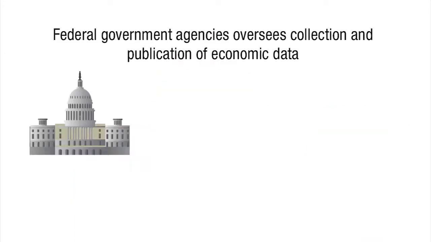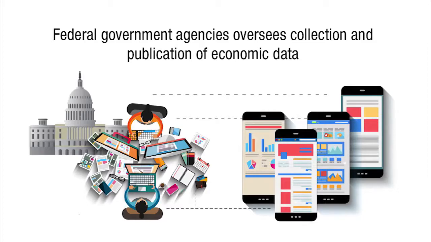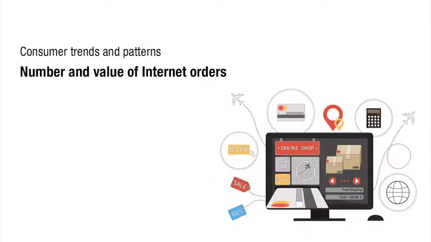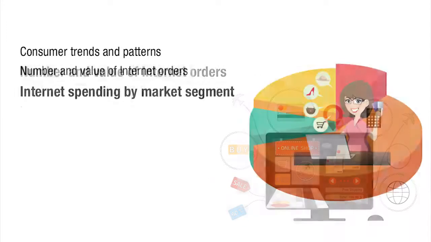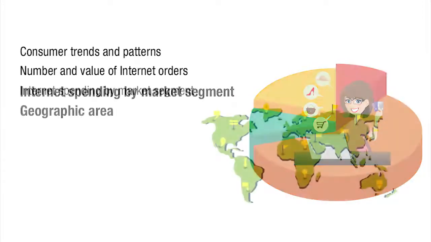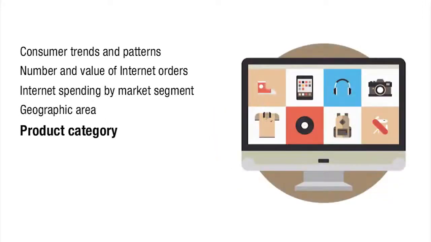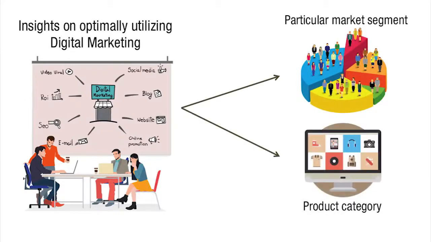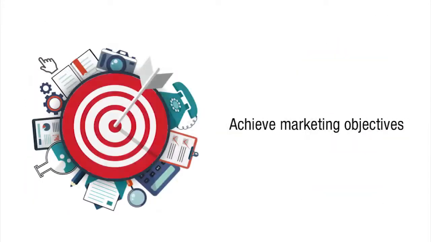Federal government agencies that oversee the collection and publication of economic data are a good source of data on consumer internet spending. Government publications can provide statistics on, for example, consumer trends and patterns, the number and value of internet orders, or internet spending by market segment, geographic area, or product category. Such data can offer significant insights into how to optimally utilize digital marketing in a particular market segment or product category in order to achieve marketing objectives.